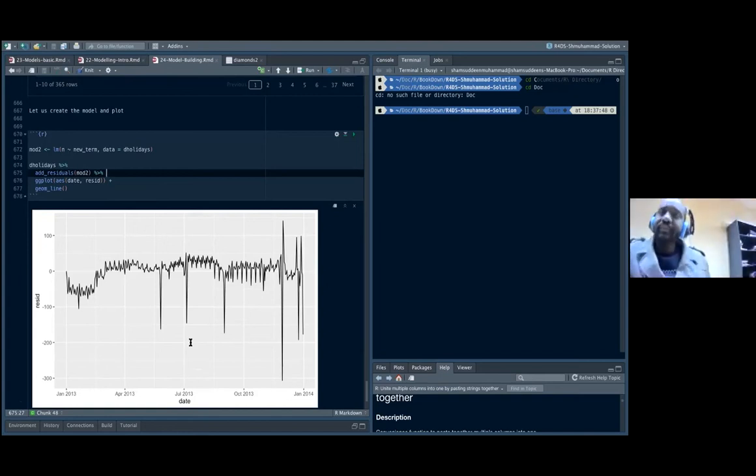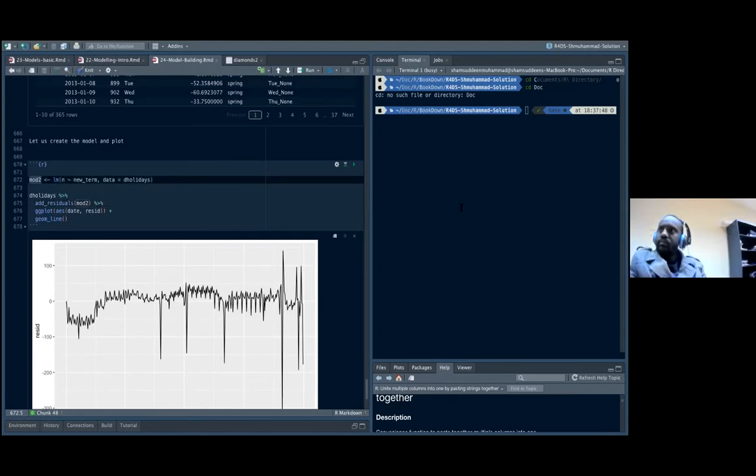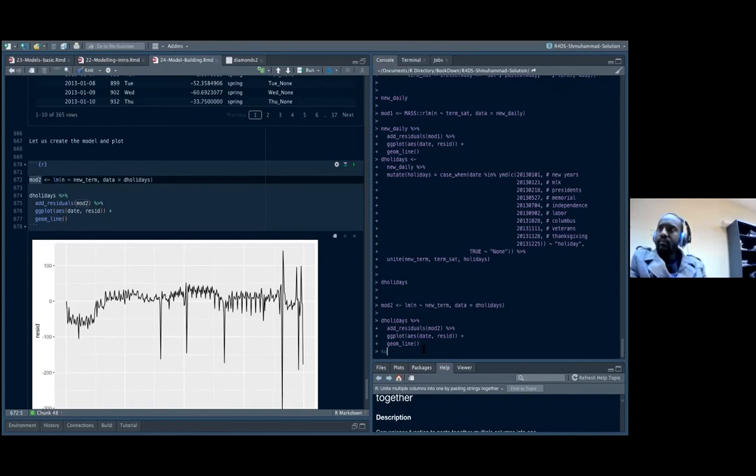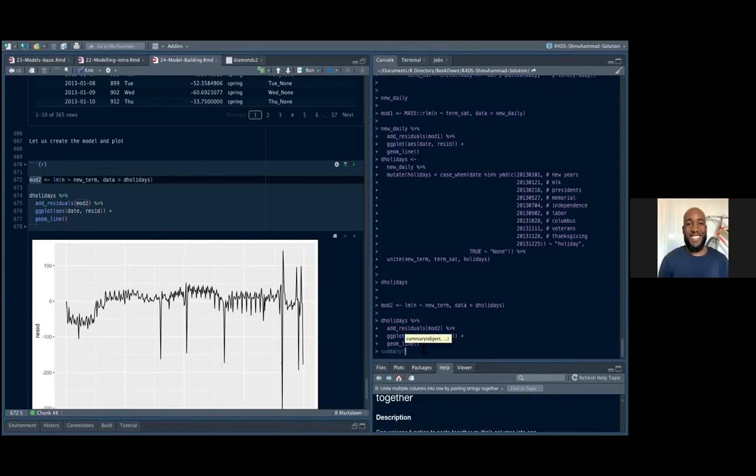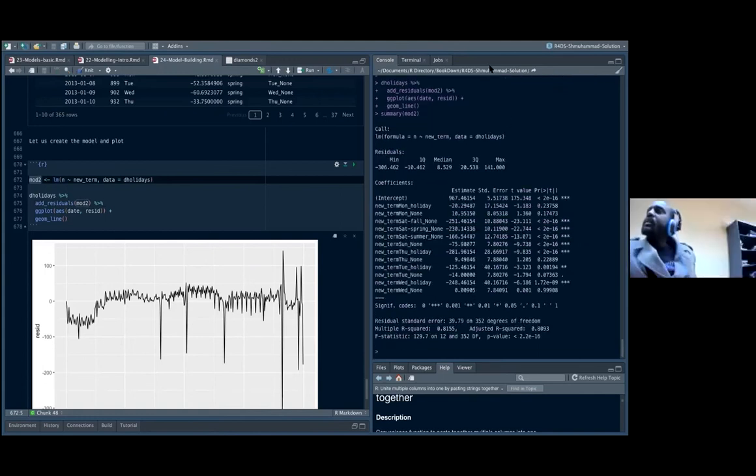So can you just do a quick summary of the model 2? Sure. What is this? Oh, I see. Okay, this is the summary, Alan. Okay, yeah, I see what I was looking at.